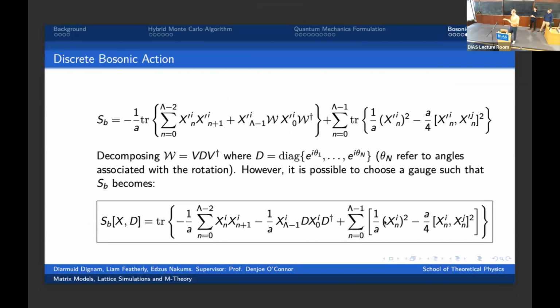Then we do more, where we decompose W into V D V dagger, where V is a unitary matrix, and D is a diagonal matrix where the elements are e to the i theta, theta being angles associated with the unitary transformation. But then, again, we choose a gauge, so that in the end, we get this nice long bosonic action. And this is actually what we used in our algorithm.